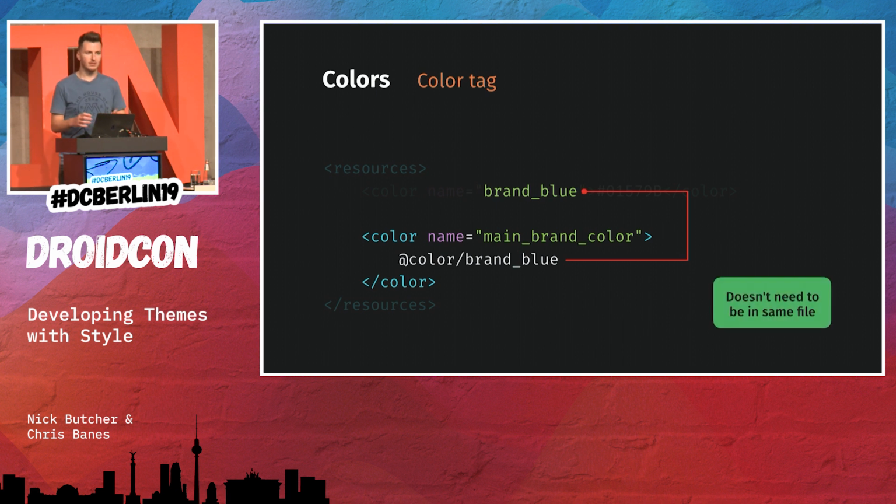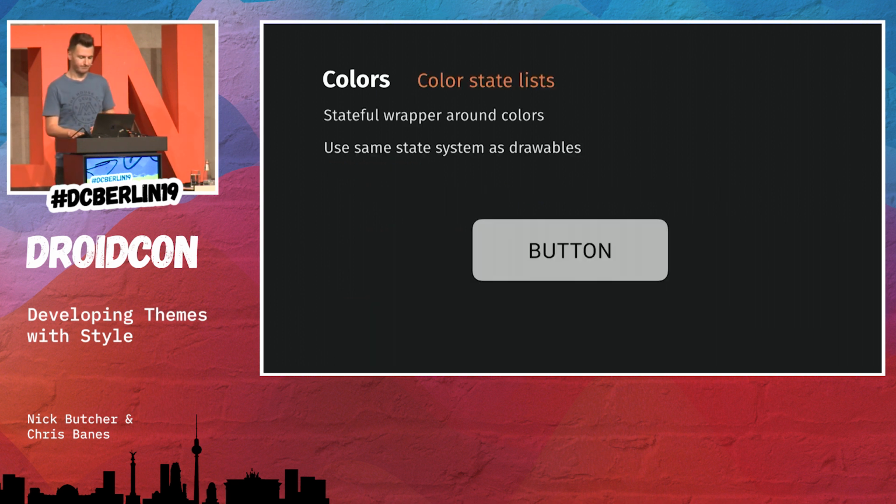So color resources don't just have to be hex values. They can actually reference other color resources, which is quite handy if you want to create aliases. These don't have to be in the same file. They don't even have to be in the same module. And so they're quite good for creating those aliases. The one thing you can't do is reference theme attributes. They have to be other color resources. So they're static colors.